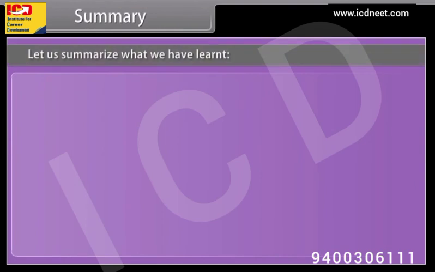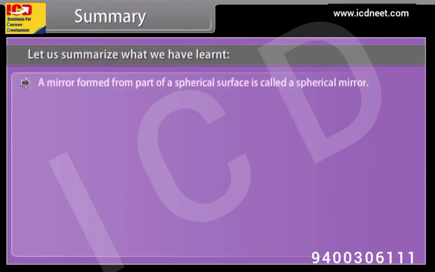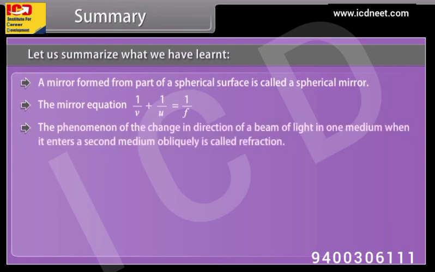Summary. Let us summarize what we have learned. A mirror formed from part of a spherical surface is called a spherical mirror. The mirror equation: 1 by v plus 1 by u is equal to 1 by f. The phenomenon of the change in direction of a beam of light in one medium when it enters a second medium obliquely is called refraction.